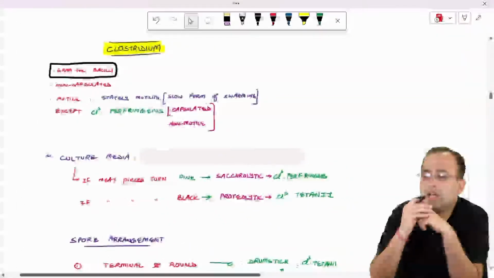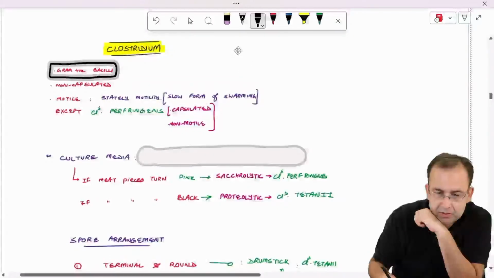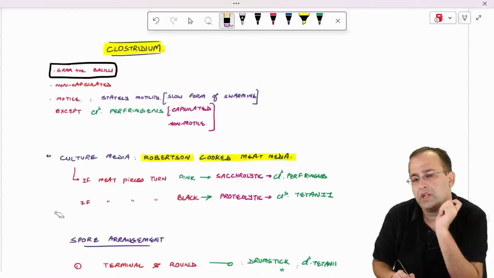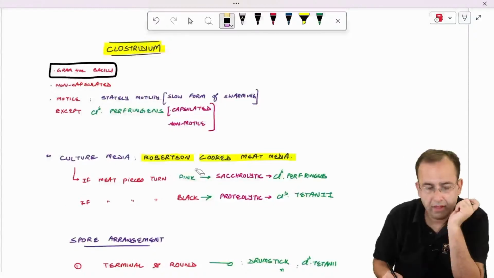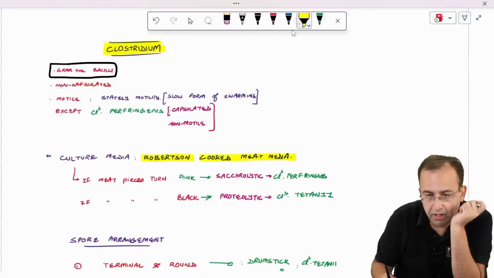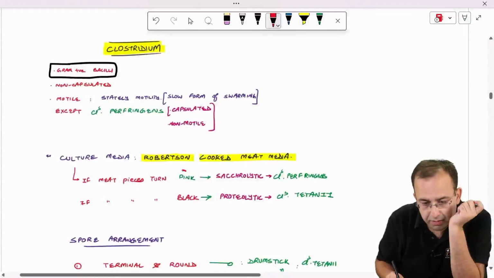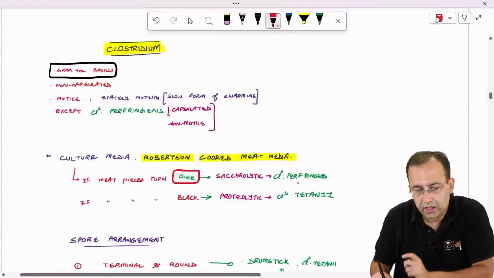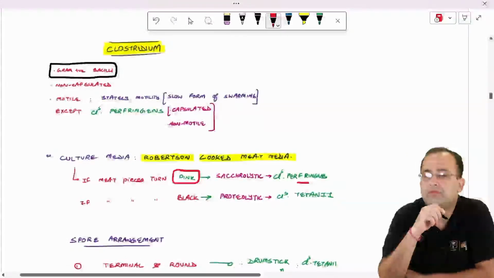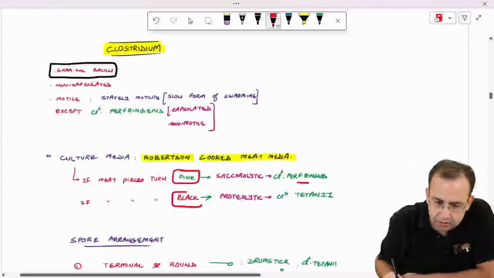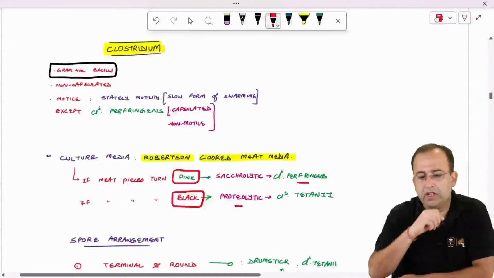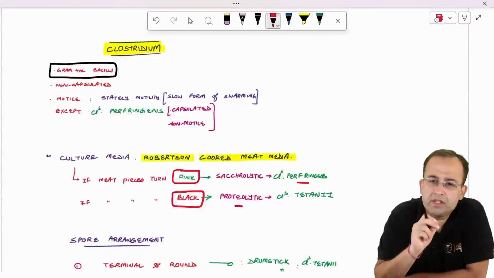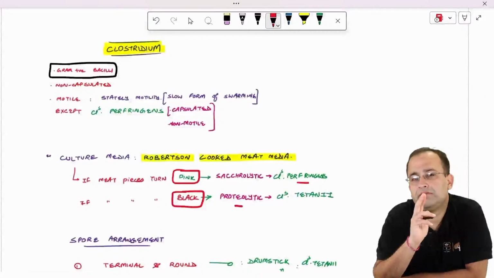Starting with the culture media used for Clostridium species, we use Robertson's cooked meat media. If in Robertson's cooked meat media the meat pieces turn pink, then it is saccharolytic, that is Clostridium perfringens. Versus if the meat pieces turn black, it is proteolytic, which is associated with Clostridium tetani.